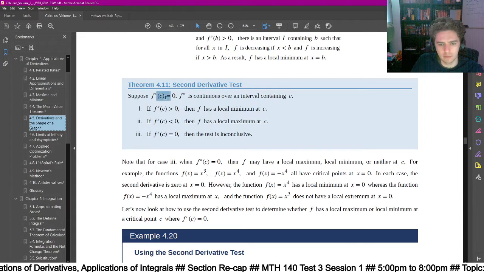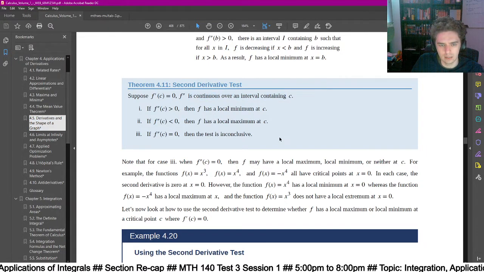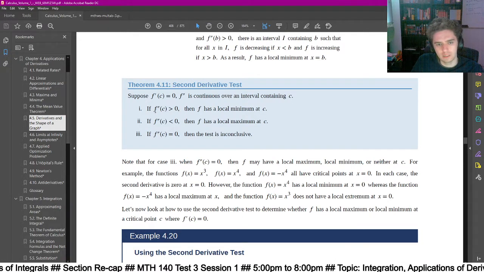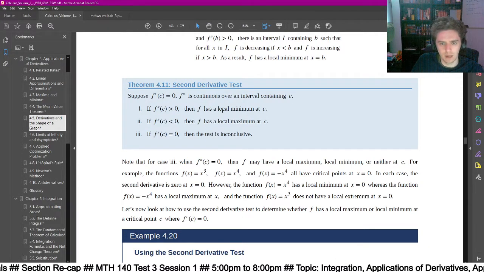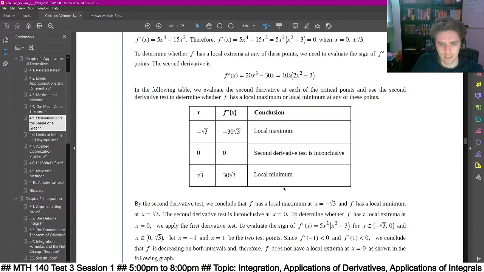Suppose f prime of c equals 0. F double prime of c is continuous over an interval containing c. If the second derivative at c is positive... Oh, no. This is something I'll talk about in a second.